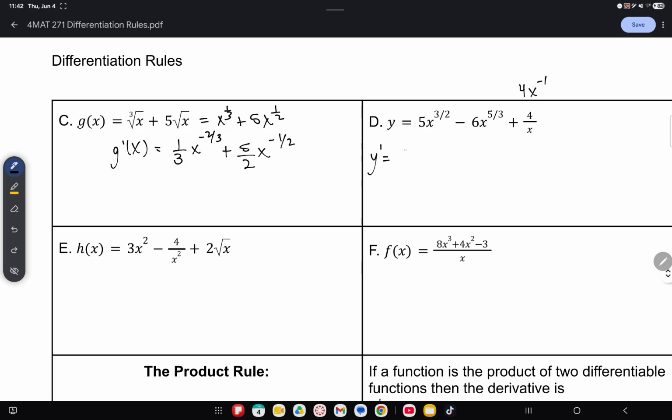So y prime is going to be 5 times 3/2, which will be 15/2, and subtract 1 from the power. And then I've got 6 times 5/3, which will make 10x to the 2/3. And then I would say plus, because it's separated with an addition, but when I multiply 4 times negative 1, it's going to make a negative 4. So we would have plus negative 4. We don't usually have two operations like that. So instead of plus minus, I'll just put minus 4x to the negative 2.